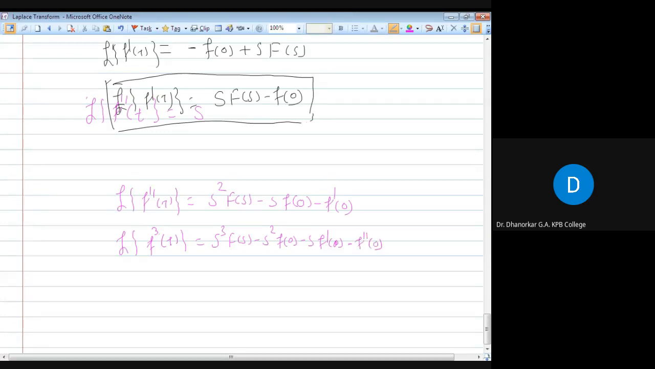Now remember here, if the power is 3, the last term should be a derivative one order less. Here the power is 3, so the derivative appears 2 times. In general, I write: suppose the Laplace transform of the nth derivative of this function is equal to s raised to power n F of s, minus s raised to power n minus 1 f of 0, minus s raised to power n minus 2 f dash of 0, and so on. What will be the last term? Minus its n minus 1th derivative at 0.